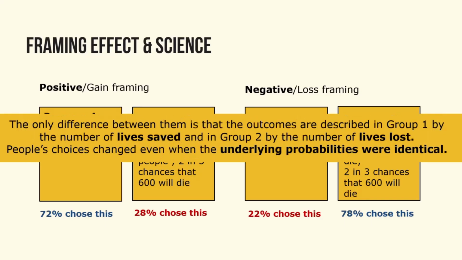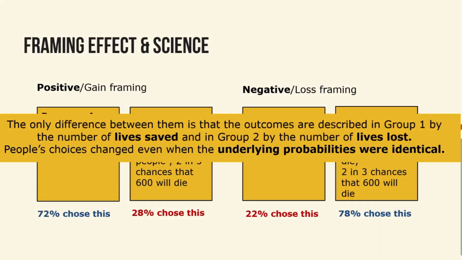So the only difference is how the outcomes are described. In group one, it is described by the number of lives saved, so that's why everybody chose one of these programs. And then when we have group two, it was framed in terms of lives lost, and people's choice changed when the underlying probabilities were absolutely identical.